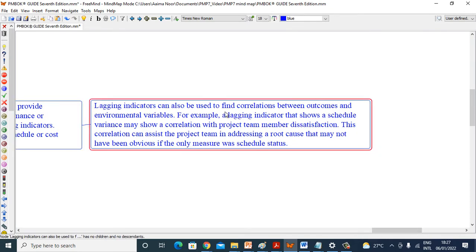Lagging indicators can also be used to find correlation between outcomes and environmental variables. For example, a lagging indicator that shows a schedule variance may show a correlation with project team members' dissatisfaction. This correlation can assist the project team in addressing a root cause that may not have been obvious if the only measure was schedule status.